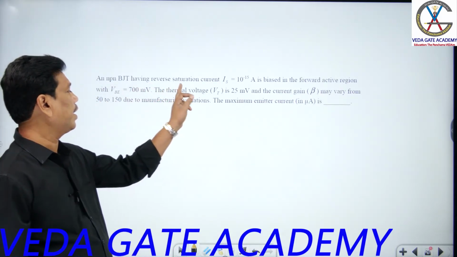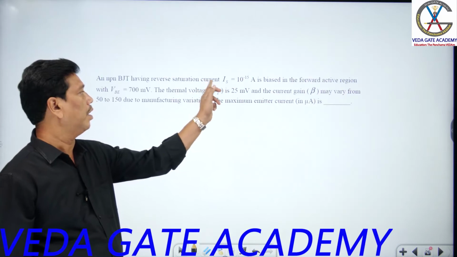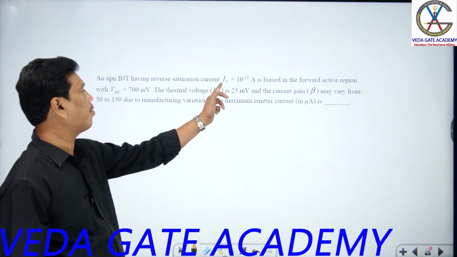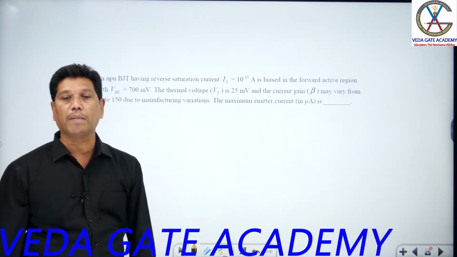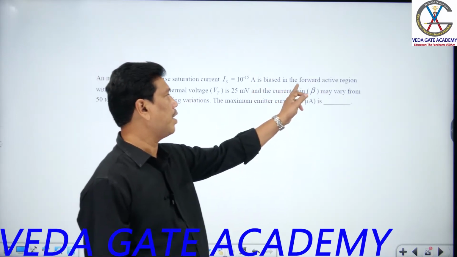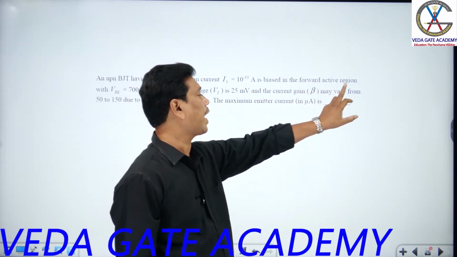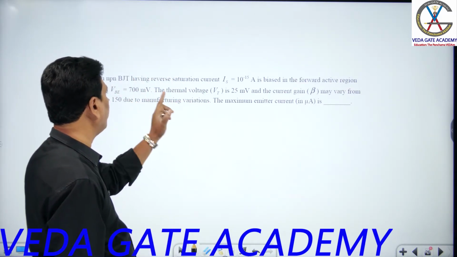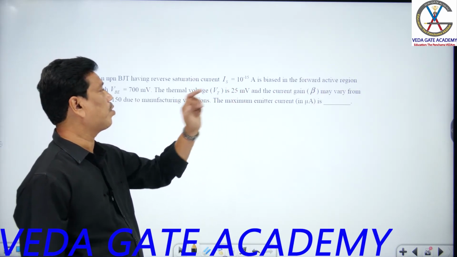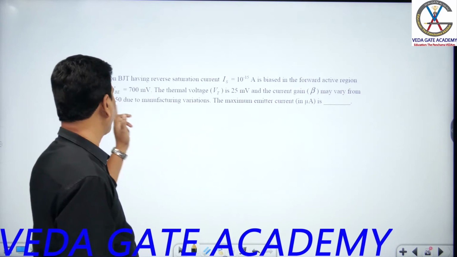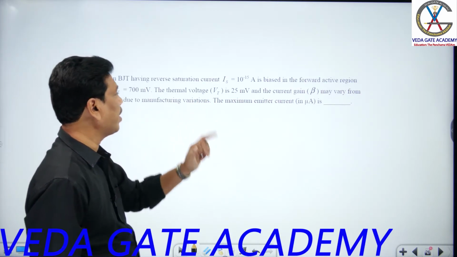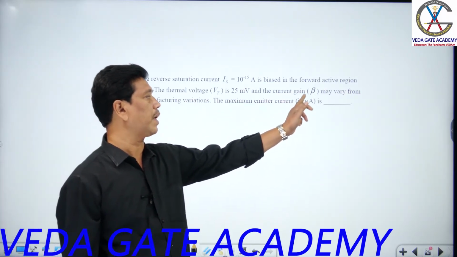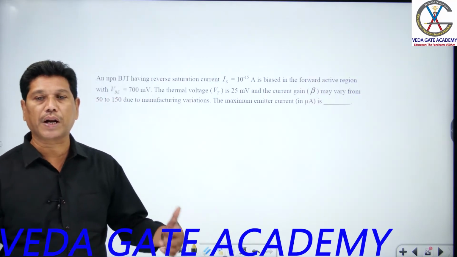An NPN BJT having reverse saturation current IS equal to 10 power minus 15 ampere is biased in the forward active region with VB equal to 700 millivolt, thermal voltage VT equal to 25 millivolt, and the current gain beta varies from 50 to 150 due to manufacturing variations. You are asked: what is the maximum emitter current in microampere?